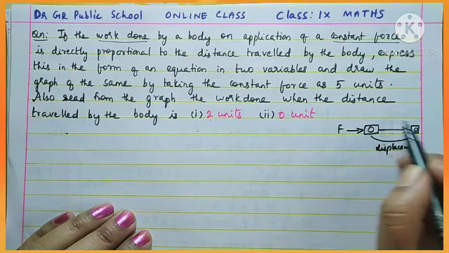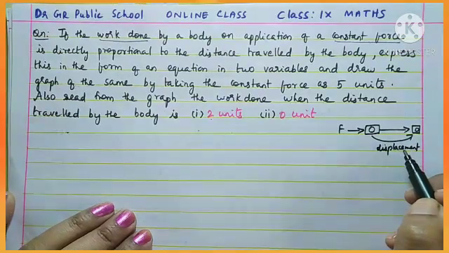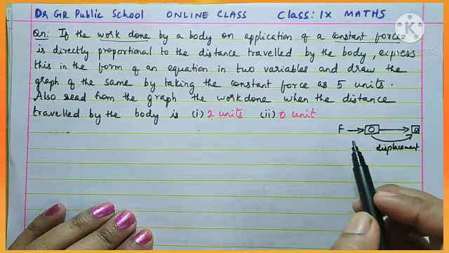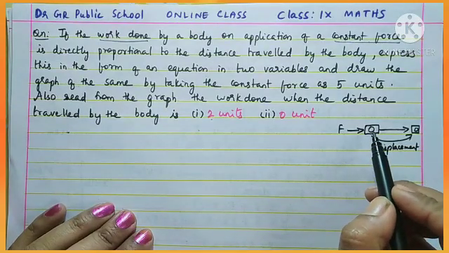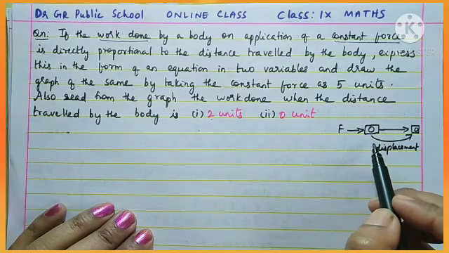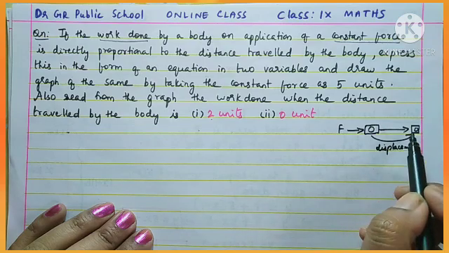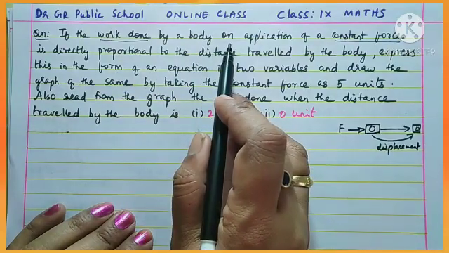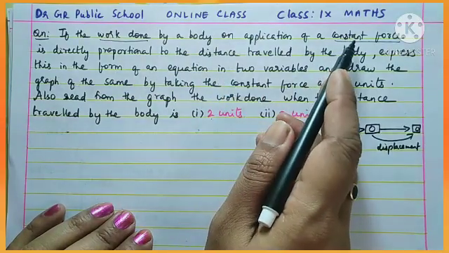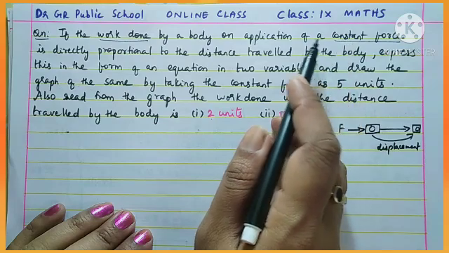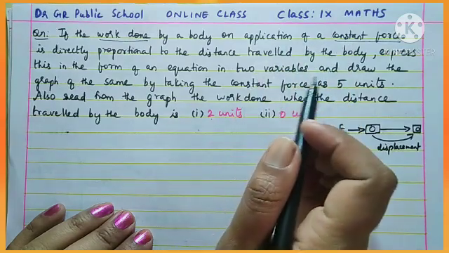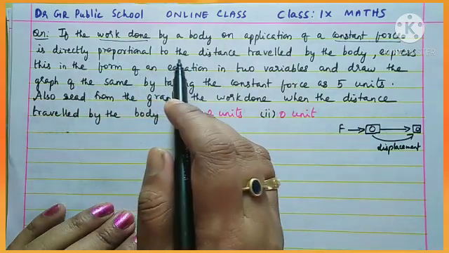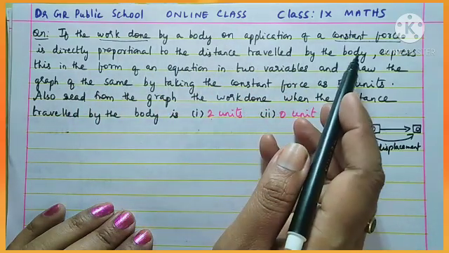Okay, so this is the concept you may have studied in physics also. So just I am telling the idea here. So when a force is applied on a body, certain work is done and the object changes to a new position. So that is only told here. If the work done by a body on application of a constant force. What do you mean by constant force? The force is not changing. The value of the force is not changing. Is directly proportional to the distance travelled by the body.